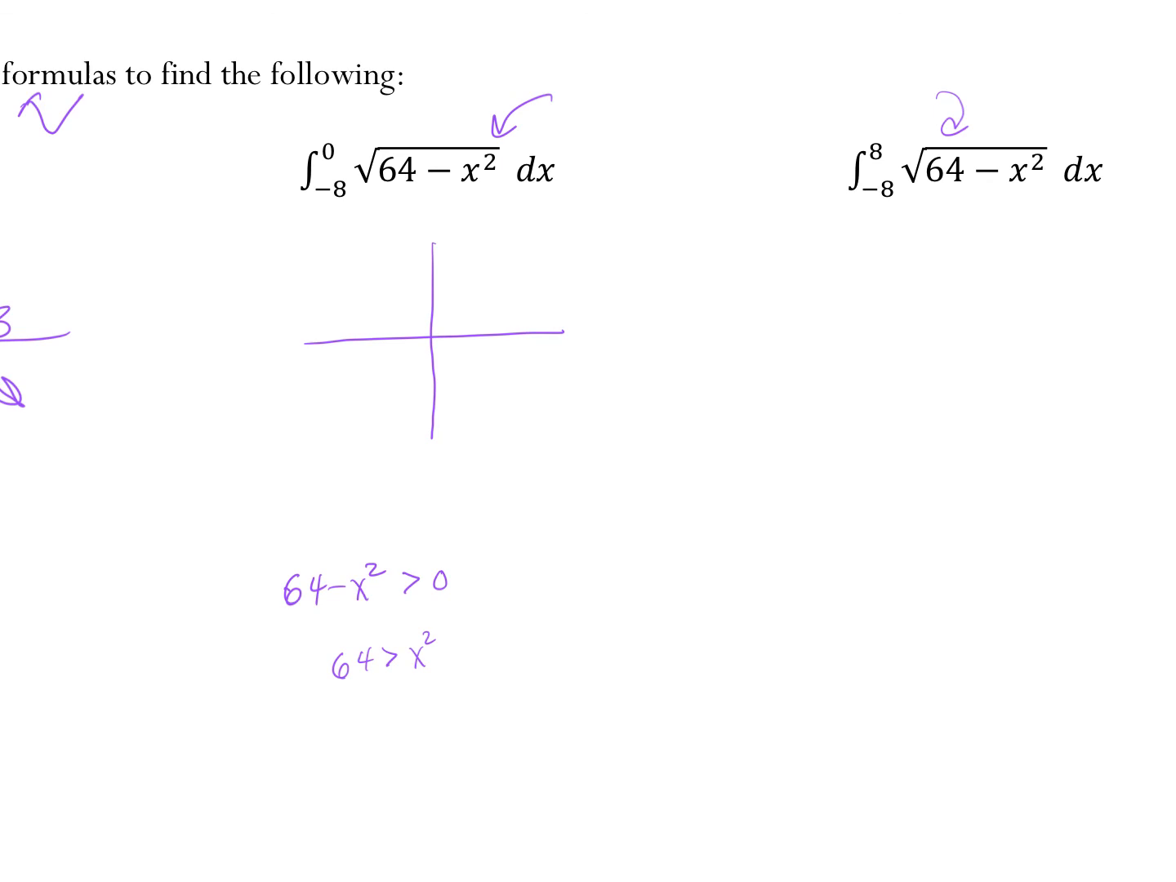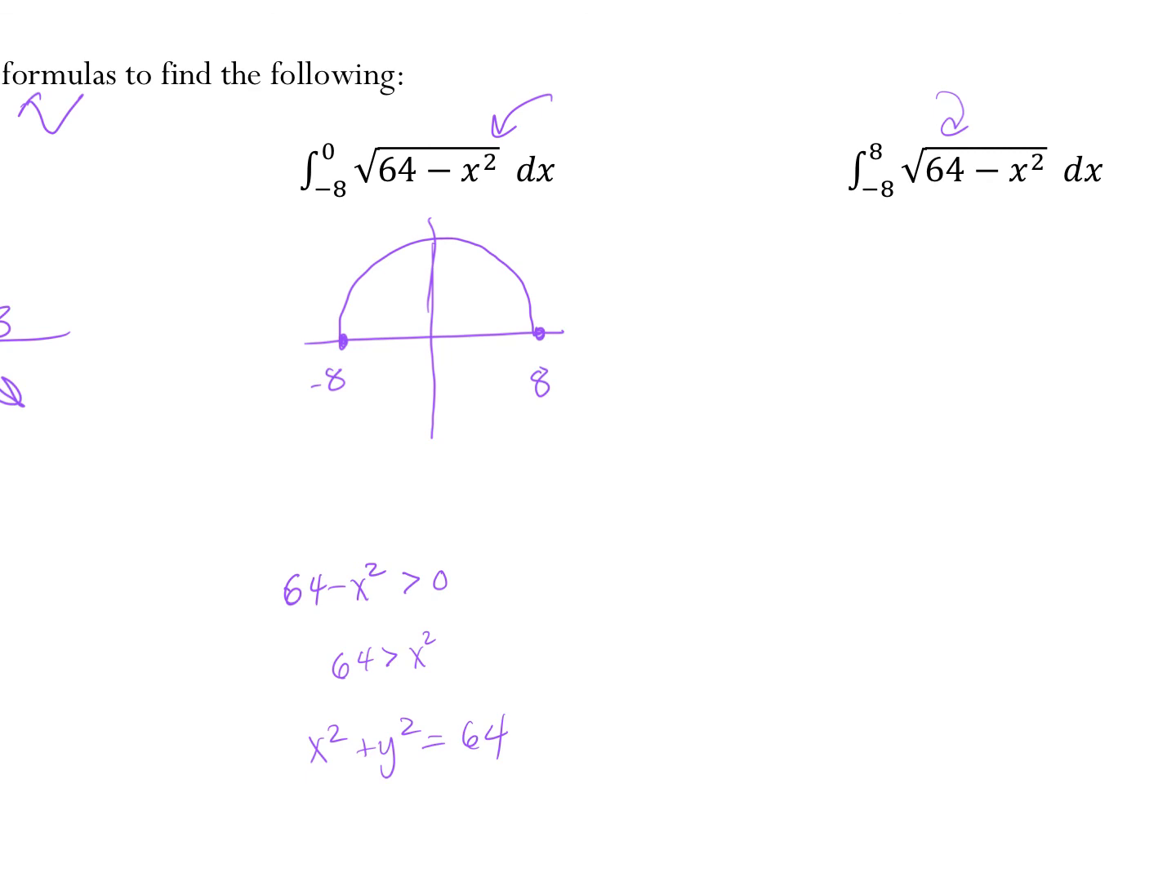Is everybody good? Okay, so here's negative 8, here's 8. And it turns out this is a circle. It's the top half of a circle. And if we think about a circle with radius 8 centered at the origin, it would be x squared plus y squared equals 64. Think about getting that y by itself. Is this okay?